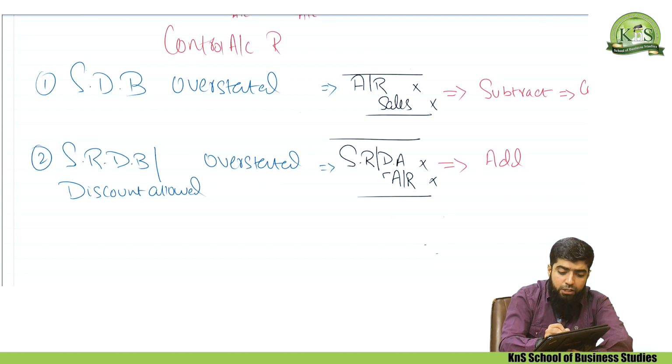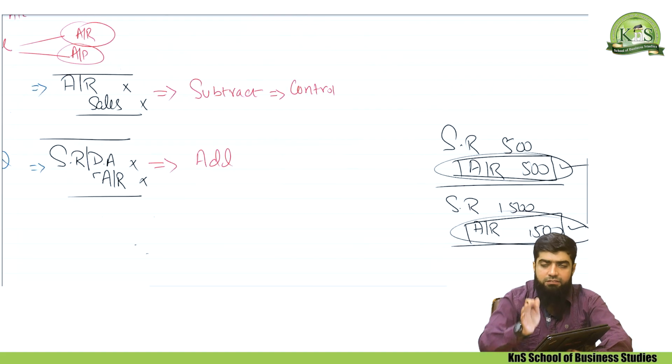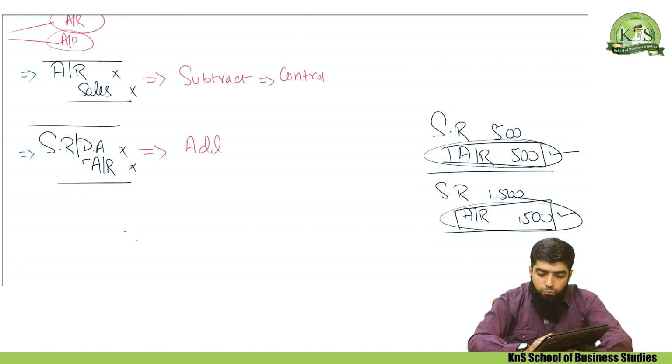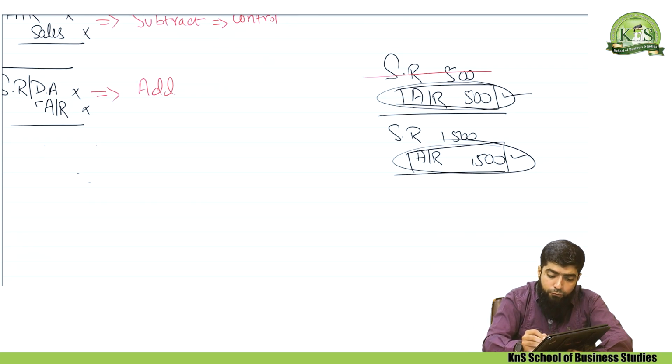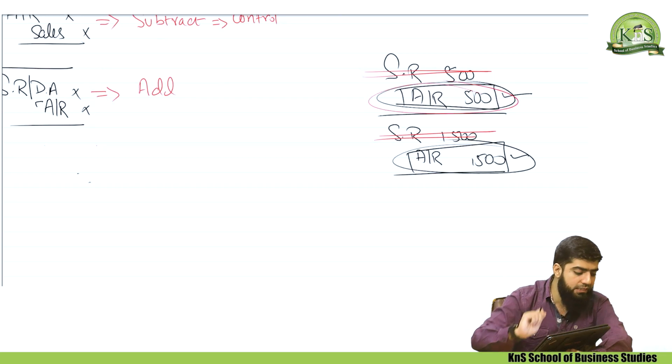Control account reconciliation of what? The control account reconciliation of maybe the accounts receivable or the accounts payable. We are focusing on the receivable and the payables rather than the sales return or the discount allowed. We are not focusing on what happened with the sales return. We are focusing on what happened with the account receivable balance.